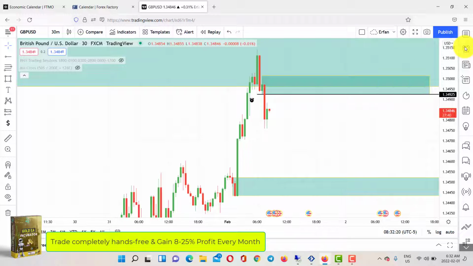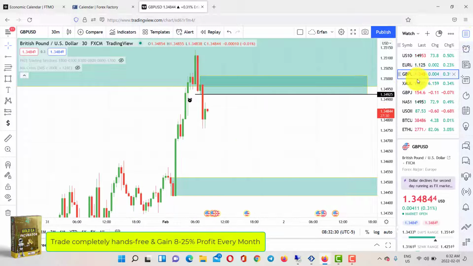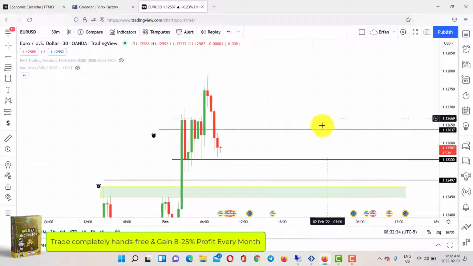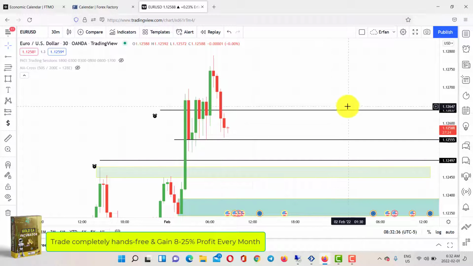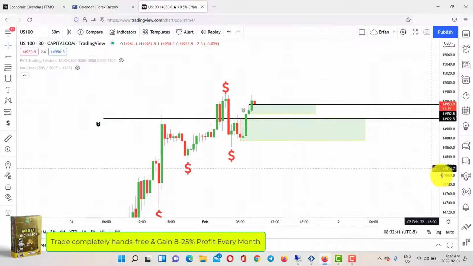Oh, what was that? That was a good one to go for. What was that? GBPUSD? I don't think so. I don't know. EURUSD. Let's go to EURUSD. No, EURUSD. Is it still good? Oh, it was NAS100 probably.